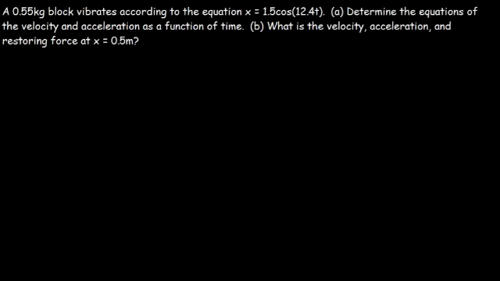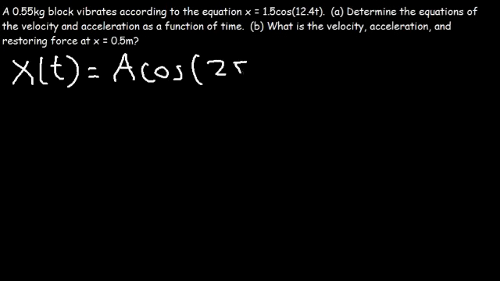A 0.55 kilogram block vibrates according to the equation x is equal to 1.5 cosine 12.4t. Determine the equations of the velocity and acceleration as a function of time. So let's write the generic equations. We know the position function is A cosine 2 pi f t.